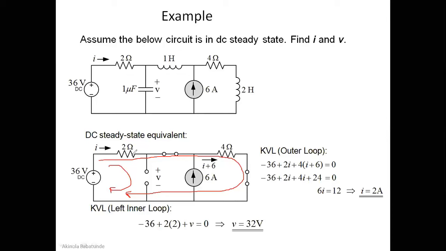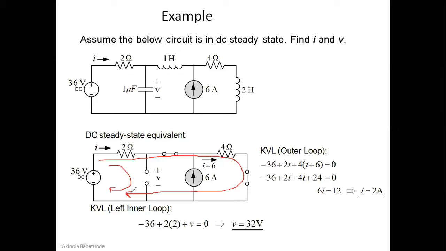If the current is going this way and this is also coming this way, the total current passing through the 4 ohms is this 6 amperes current source plus the I coming from the other side. So I plus 6 will be passing through 4 ohms, and the voltage across these 4 ohms will be 4 multiplied by (I plus 6), equals 0. If you solve this expression, you will find 6I equals 12, so I equals 2 amperes. So we've been able to find I, the I passing through the 2 ohms. I is 2 amperes.